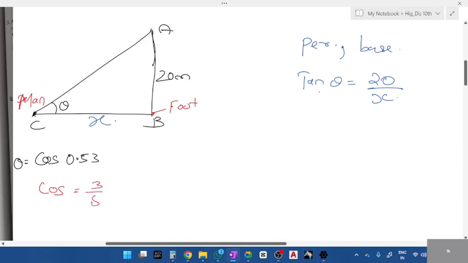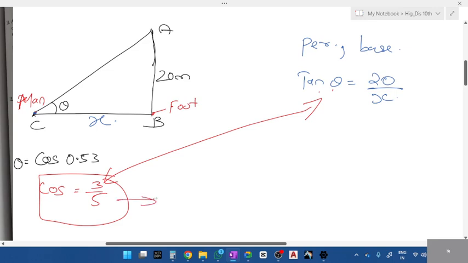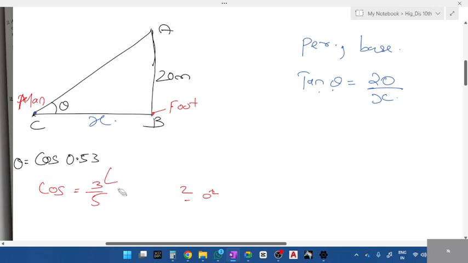If 3 by 5 was given, if we had tan theta here, what would we do? Tell me what we would do. First, we would apply h square is equal to p square plus b square. What's the reason? Why do you apply that formula? Because tan theta is equal to what? Perpendicular by base. In order to get perpendicular and base, we need to apply h square is equal to p square plus b square. Correct?